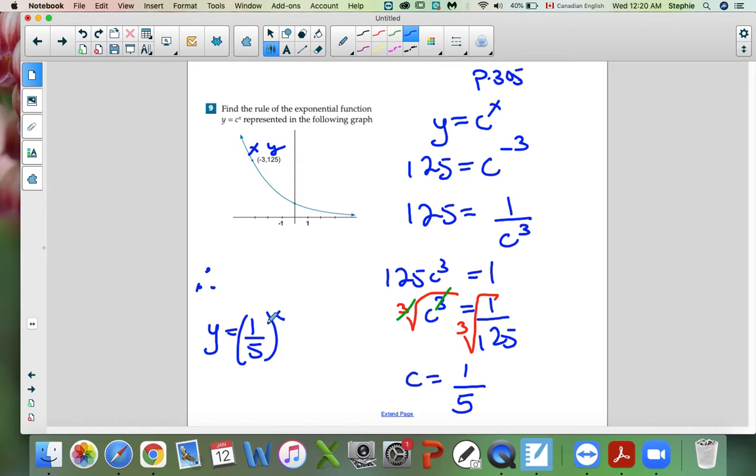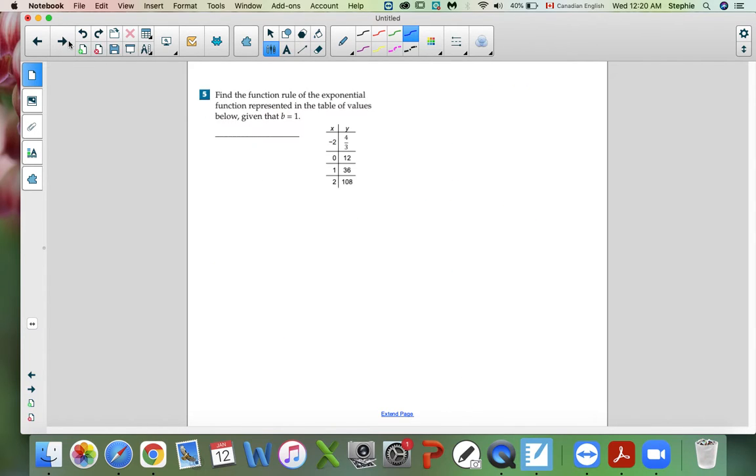So that is for finding a rule when it's the basic c to the power of x. We're going to now move on to finding the rule when they say... so I'm going to call this how to find the rule.